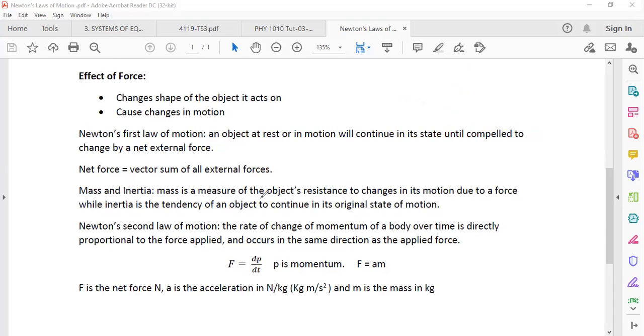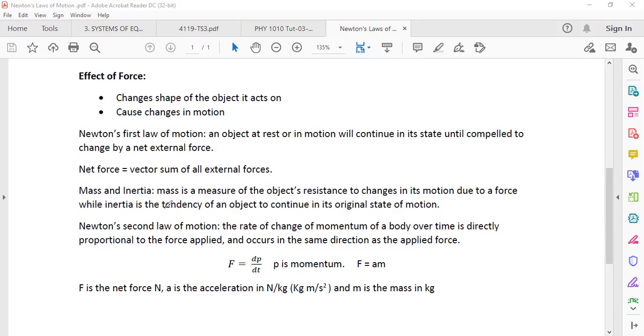So mass is a measure of the object's resistance to change in its motion due to a force. So what do we mean by resistance to change? Say you have a truck weighing 15,000 kgs. If you apply a force of 7 newtons, nothing will happen because the mass is greater to resist that force of whatever value I just gave. That was, I think, 7.